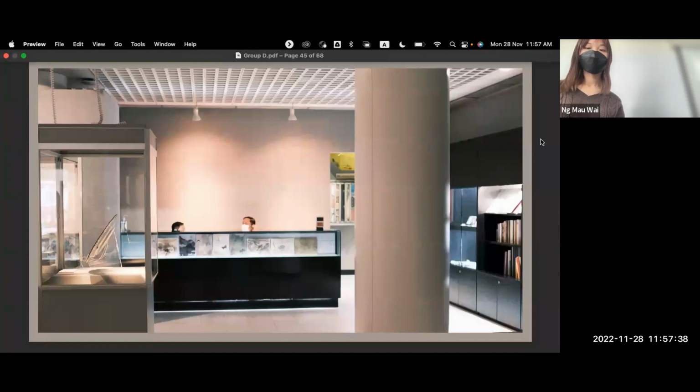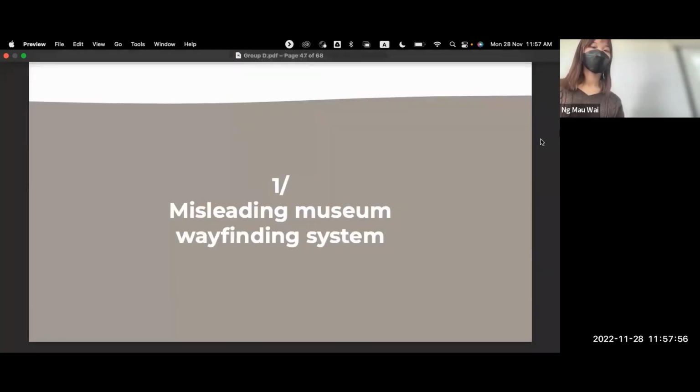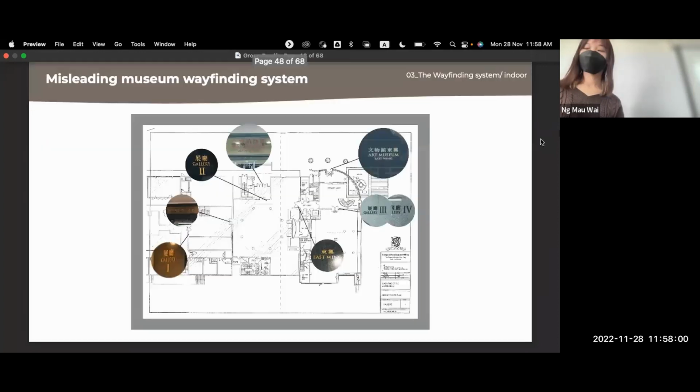And after that, he thinks that the whole exhibition is great, but the experience is frustrating. After he leaves, he didn't even notice there's a souvenir shop. So, after learning the whole experience, we conclude three main problems: misleading museum wayfinding system, unclear regulations, and weak facilities directions. And all these three problems are actually about the flow.